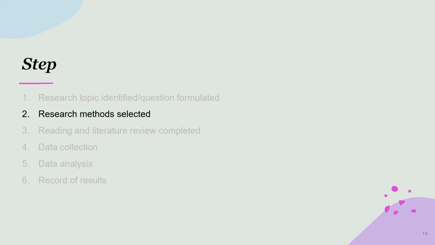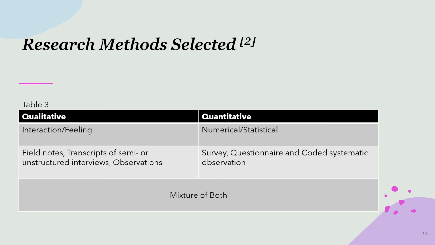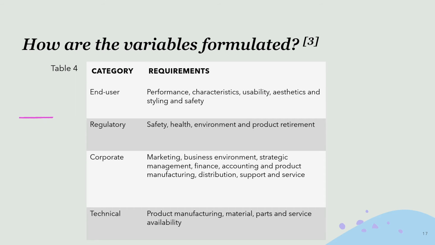Moving on to step 2, research methods selected. The research method chosen can either be qualitative or quantitative, or a combination of both. The qualitative takes into consideration the interactions or feelings, whereas quantitative measures the numerical or statistical history. In the research, what are we measuring? So these variables can be categorized under the end user, regulatory, corporate, or technical variables.